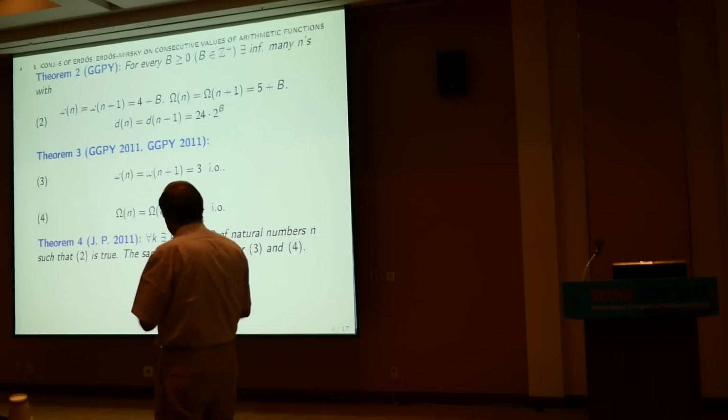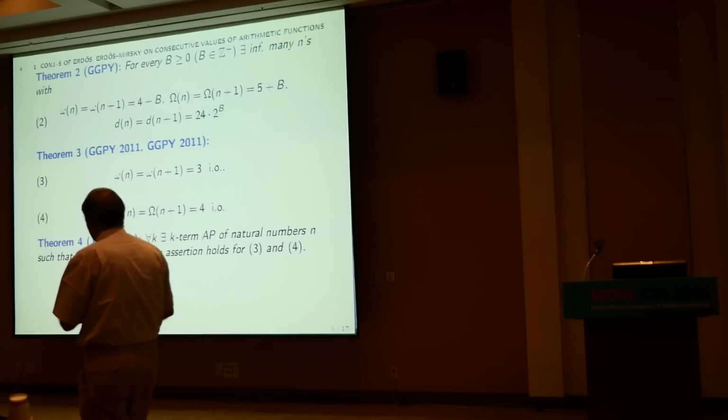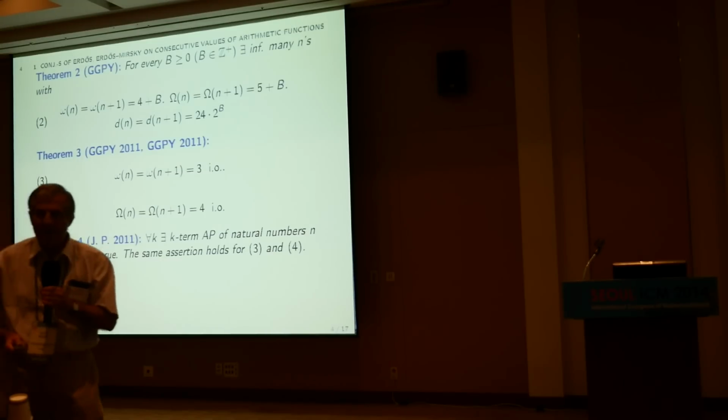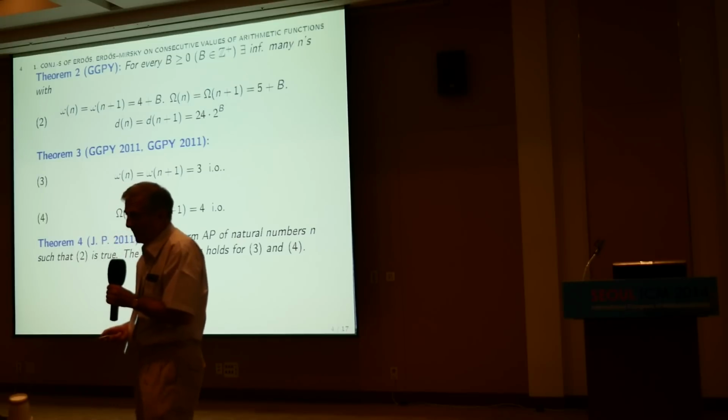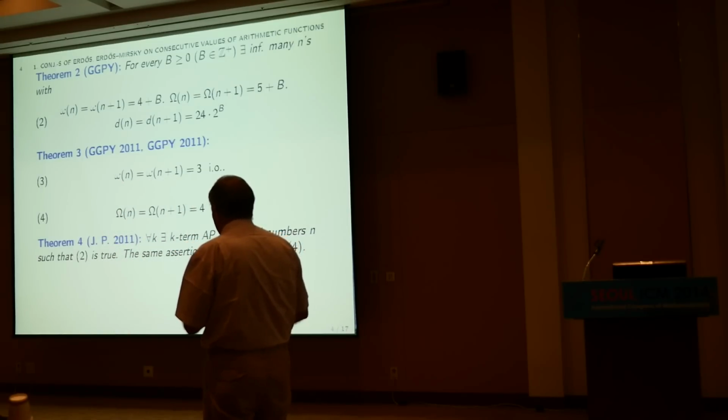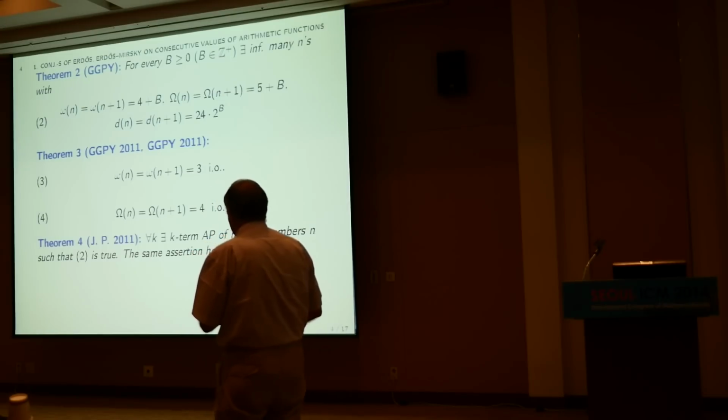And even we can go further. This means that we have infinitely often 2 consecutive numbers which have each exactly 3 prime divisors.